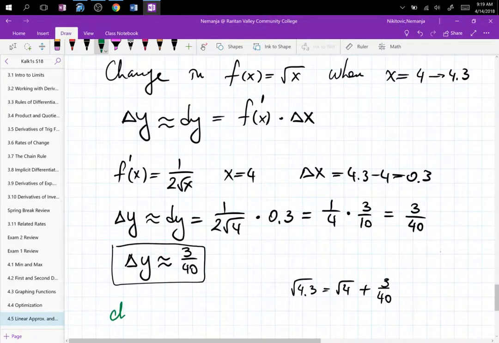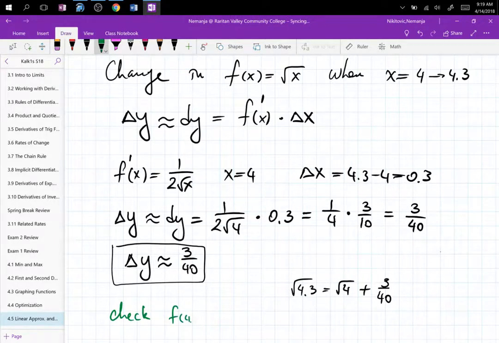Check. I'm just going to say f of 4.3 minus f of 4, right, which is the square root of 4.3 minus the square root of 4. And I better get a number that's very close to 3 over 40. So let's see, square root of 4.3 minus 2. Square root of 4, I can do that.